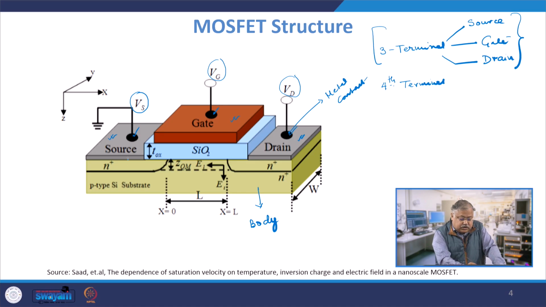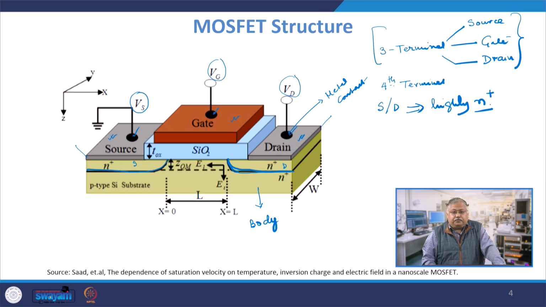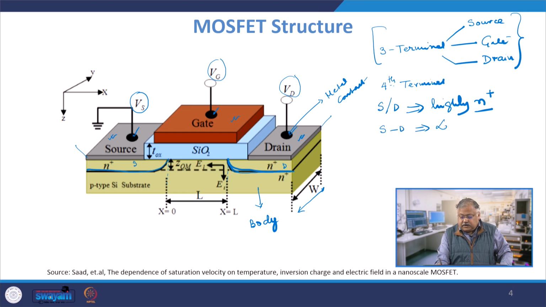However, within the device, this is the source contact and the drain contact, and the source and drain regions are highly doped. That is the reason it is written as N plus, they are very highly doped. If you look at this, this is the width of the device, and this is the length. Length is defined from the source to the drain. So, source to drain is defined as the length of the device.